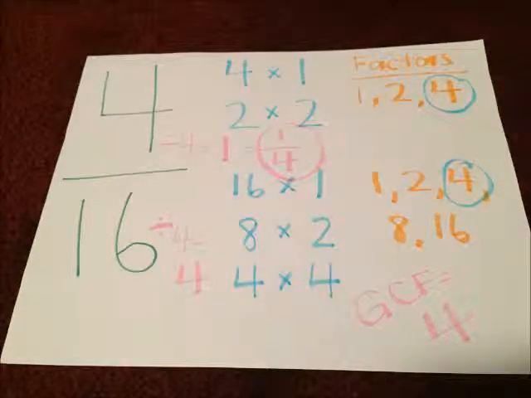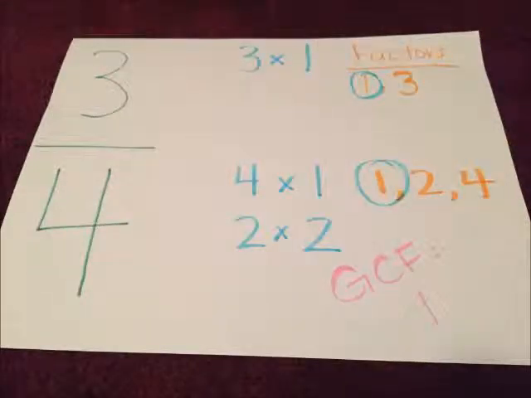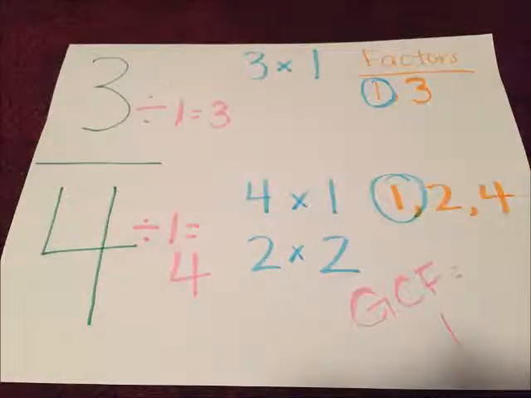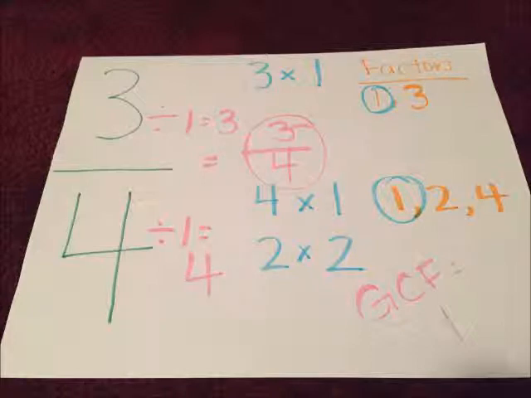There are some fractions that you can't reduce, no matter how hard you try. In 3/4, the GCF of 3 and 4 is 1, so 3/4 will stay 3/4. 3 divided by 1 equals 3, and 4 divided by 1 equals 4.